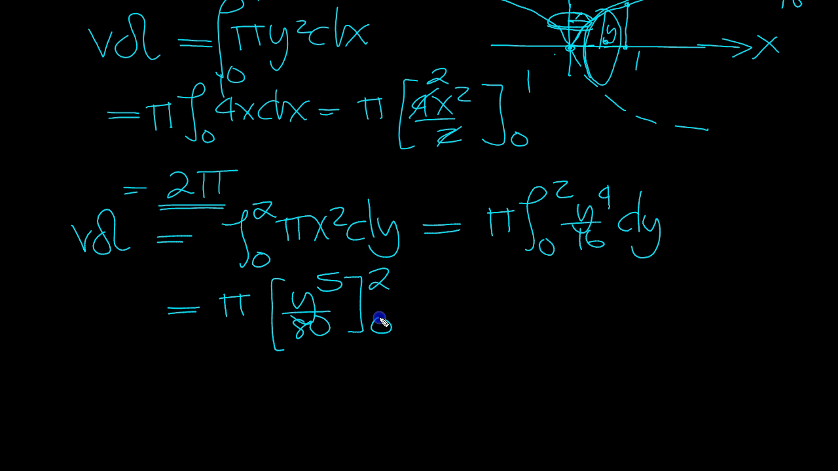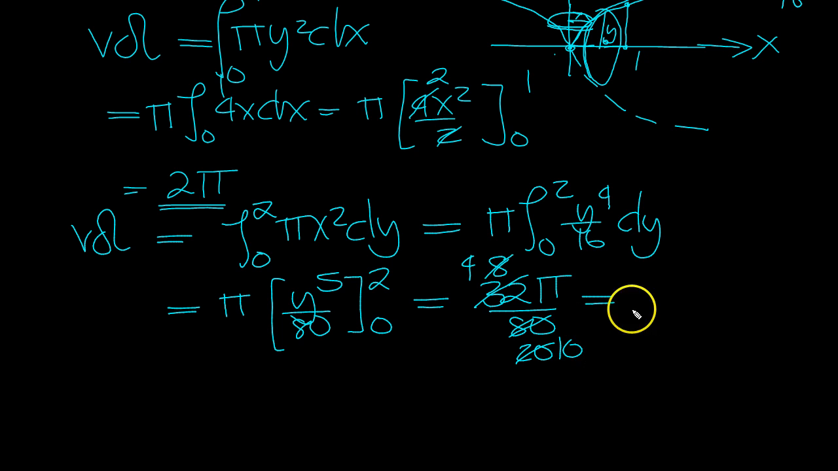between 2 and 0. 2 to the 5 is 32, so we're only going to get 32, the top value. The bottom value will be 0. So 32 pi over 80, divide by 4, 8, 20. Divide by 2, 4 and 10. And then divide by another 2, isn't it? 2 and 5. So we've got 2 pi over 5 when we simplified the fraction.